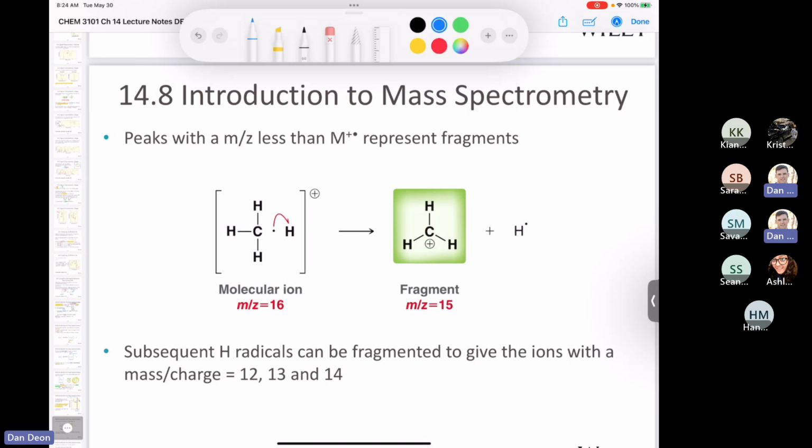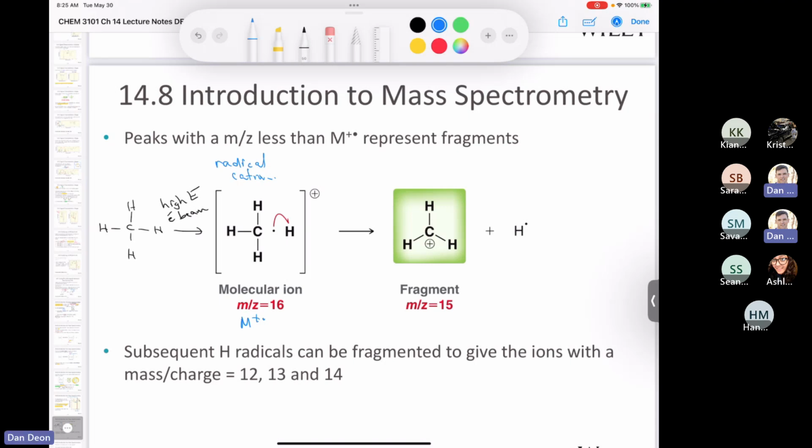And so what can happen is you take your methane molecule, we'll draw a methane molecule, and then we hit it with a high energy electron beam. And then we smack it so hard that we knock off an electron and we make a radical cation, right? What you're seeing here in the brackets is a radical cation. And that is the parent ion, isn't it? This is the molecular ion. This is the M plus.